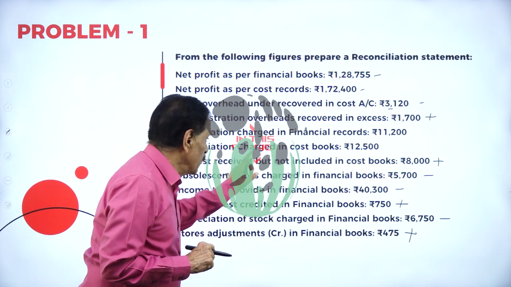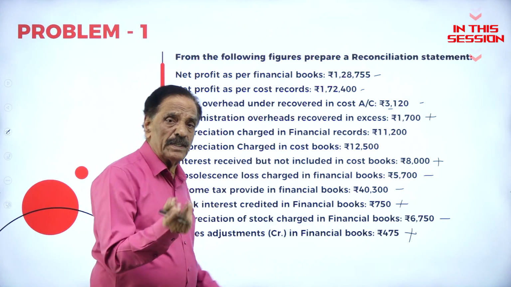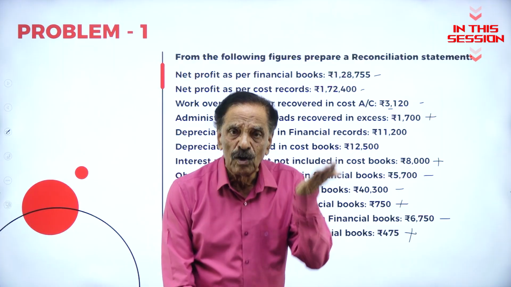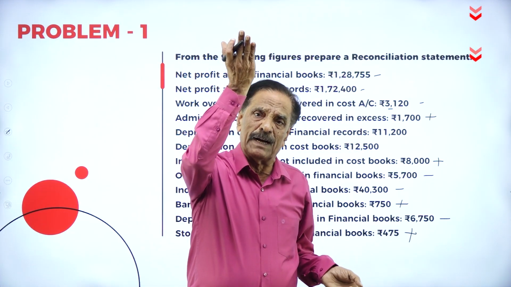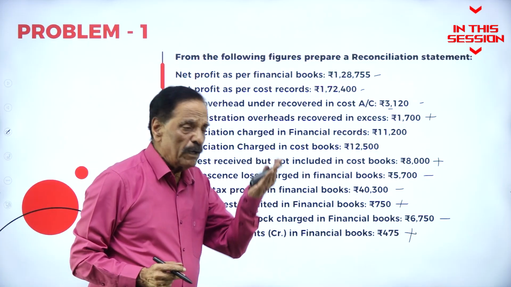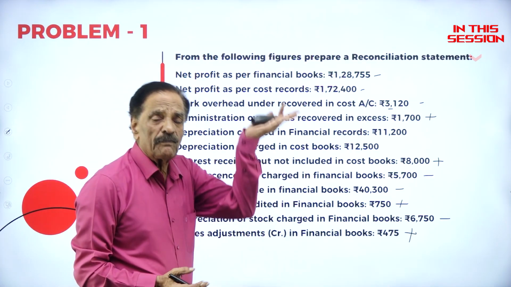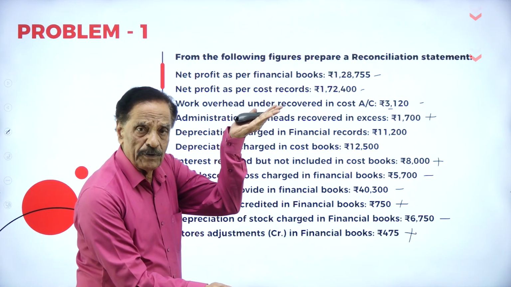Interest received but not included in the cost book. In the interest rate, what will happen? The financial book goes more, where the cost book is less. To make equal, add back. Under recovered, what will happen? Low charge, so profit will be more. Financial profit, to make equal, less.